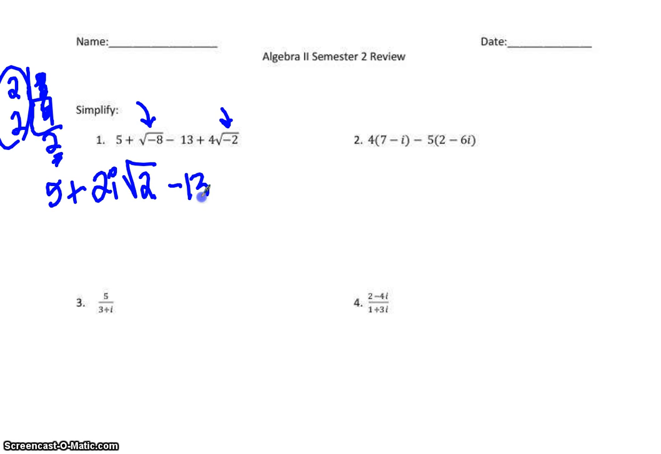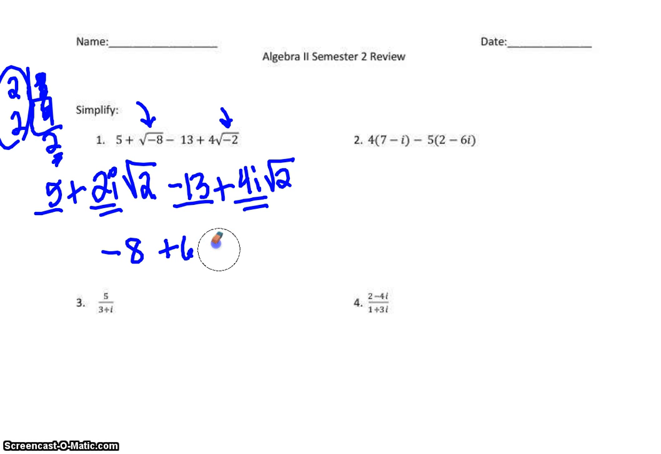Bring down your -13 plus 2 is prime, so you can't pull anything out, but you got to deal with that negative, and so this becomes 4i square root of 2. So then you're going to combine your like terms, and 5 minus 13 is -8, and then 2i plus 4i is going to give you plus 6i, not like that though, not 61. It's going to be 6i square root of 2, and that is your answer for that one.